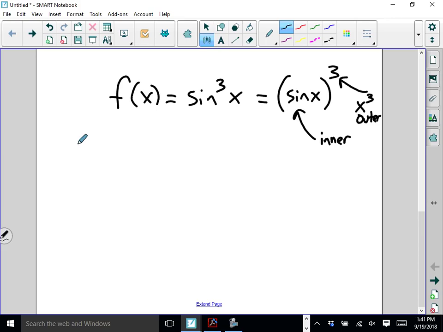So again, I want to do the derivative of the outer function, but when I do this derivative of the outer function, I want to do it with respect to the inner function. So when I think about this, I know that the derivative of x cubed is 3x squared, but that's the derivative with respect to x. I want to do the derivative with respect to the inside. So watch how this works.